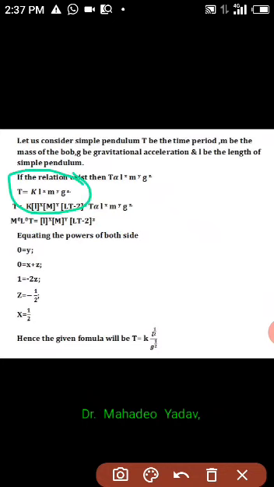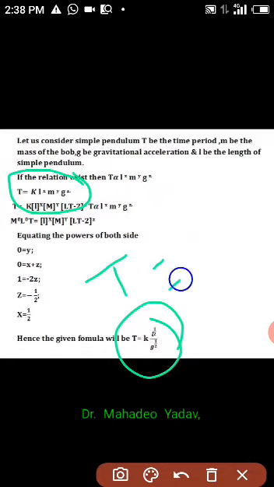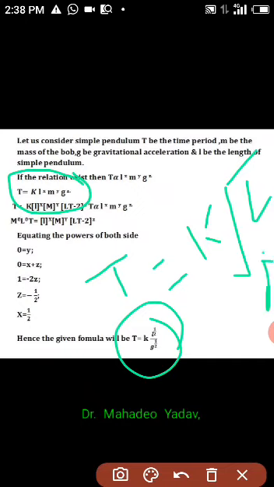We shall get T equal to k L to the power half, g to the power minus half, which will go in the denominator. Therefore, the time period becomes T equal to k L to the power half over g to the power half. It means T equal to k under root L by g.